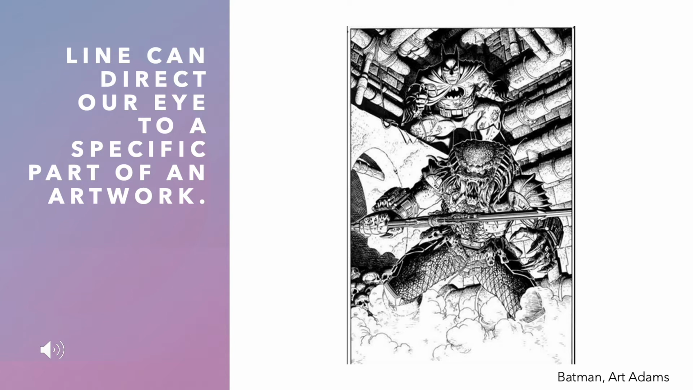Line can direct our eye to a specific part of an artwork. In this comic page by Art Adams, we see Batman's foe on the ground in front of us. However, pipes in the upper third of the picture plane point to Batman hiding above him. The artist is creating a focal point with lines so that we can see our hero more easily.